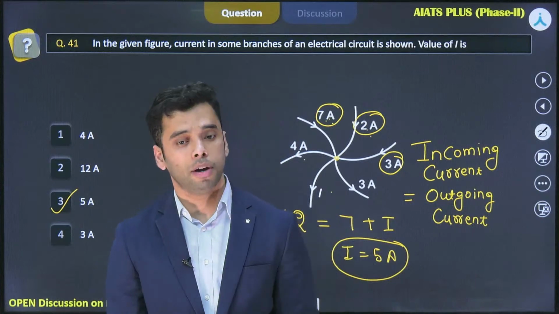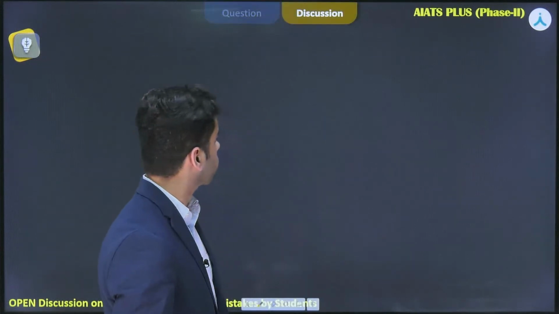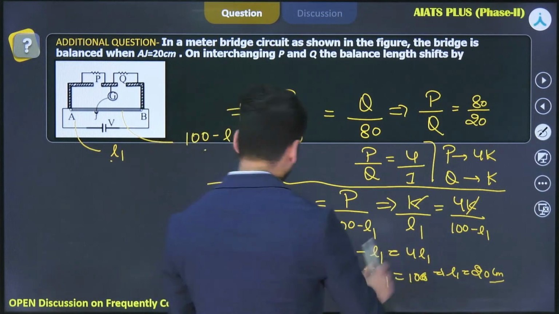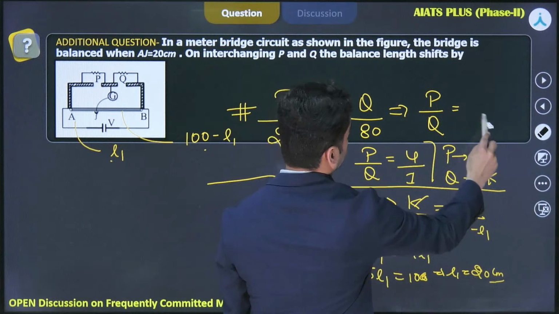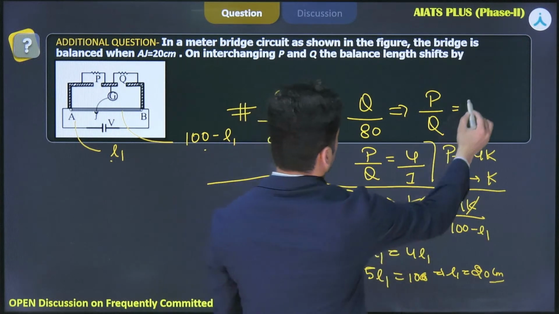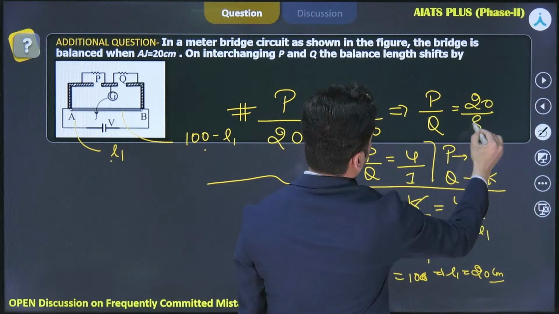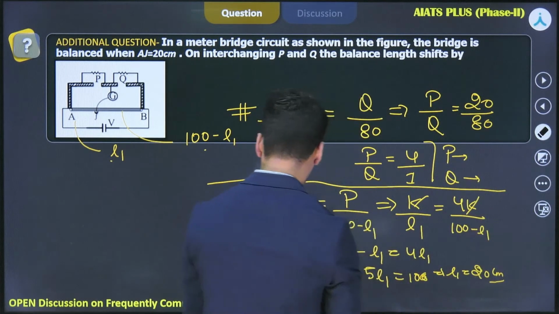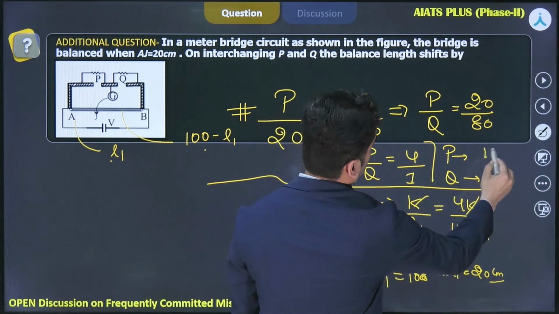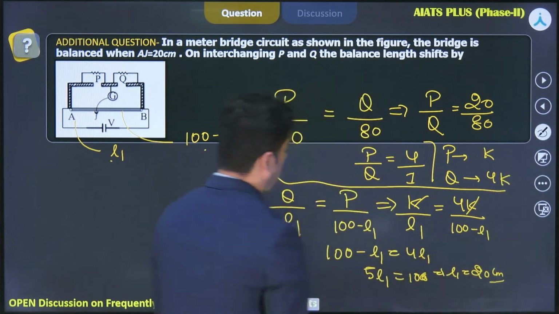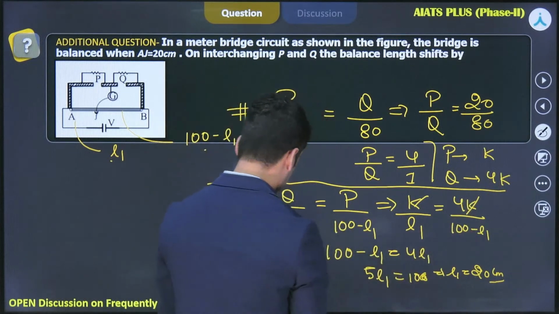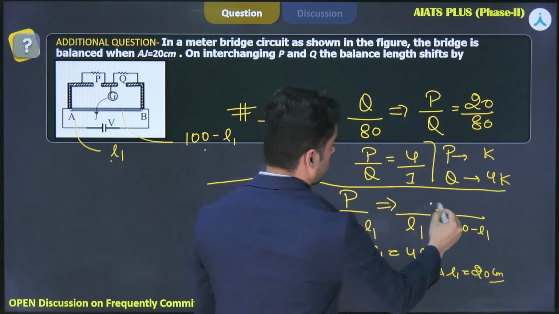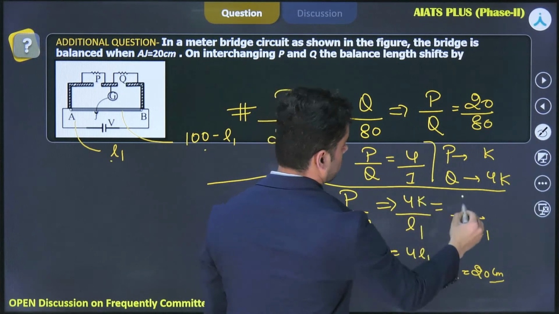And yes, P by Q is 20 by 80. Okay, we are talking about P by Q. A little bit of calculation glitch over here. Sorry, P by Q is 20 by 80. So yes, a little bit of calculation mistake over here. So P becomes K, Q becomes 4K, and I have to reverse this ratio also. So this becomes 4K and this becomes K. Let me solve it again.